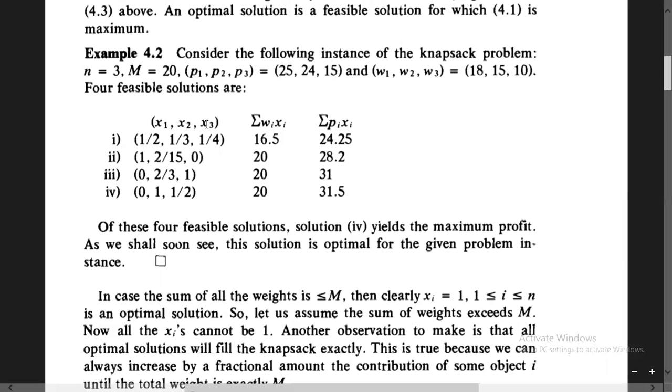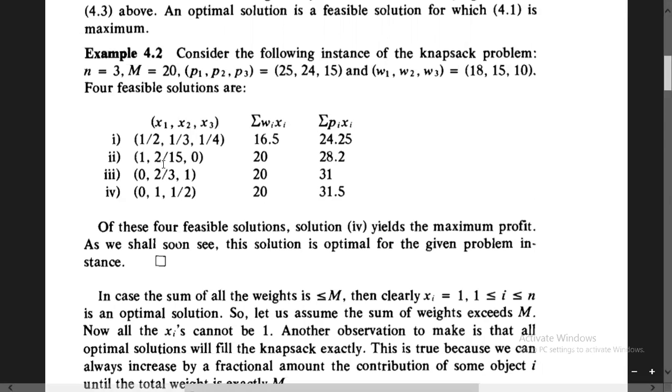Now what will we do? We will choose this P1 and put it in the bag. I have taken P1 and put it in the bag. Now what is the weight of it? Weight is 18, and its profit is 25. What is the maximum capacity of the bag? Bag capacity is 20. I have already put a weight of 18. What is the remaining capacity? 2. So the remaining capacity is 2.